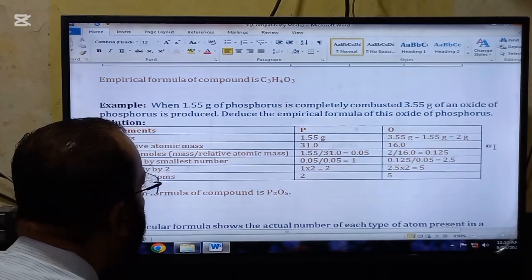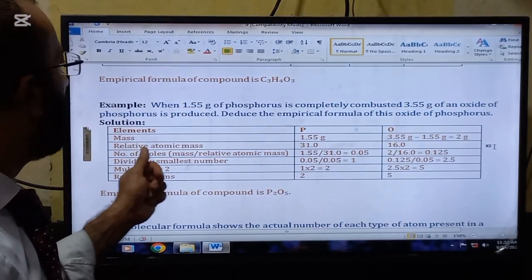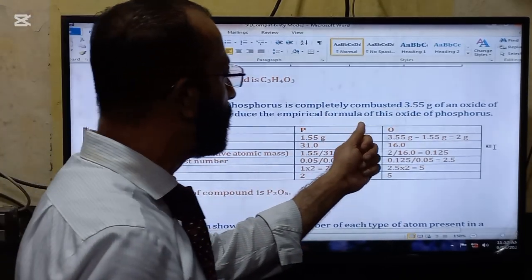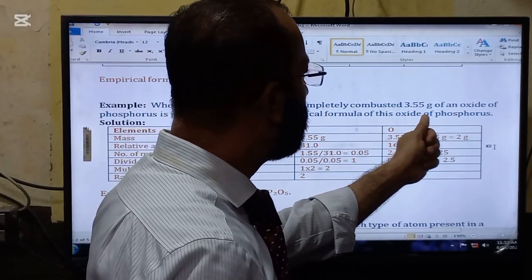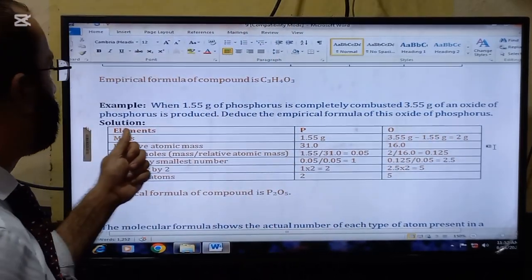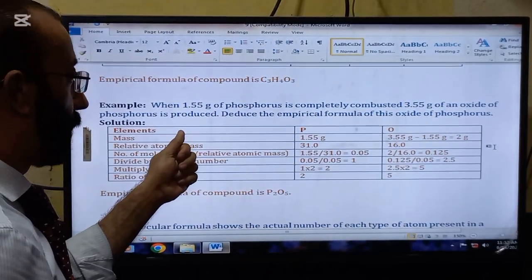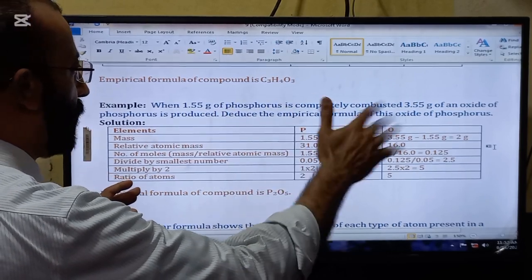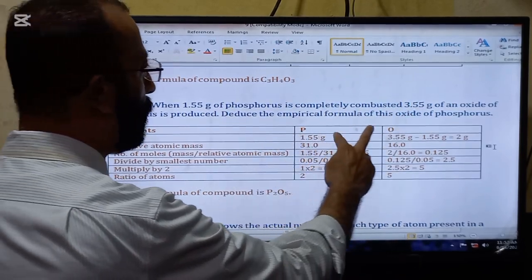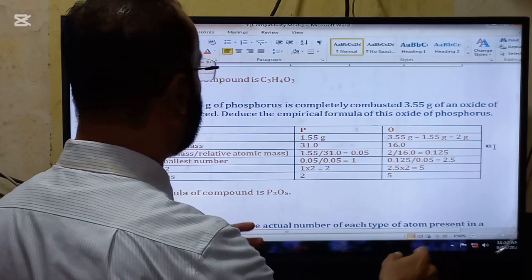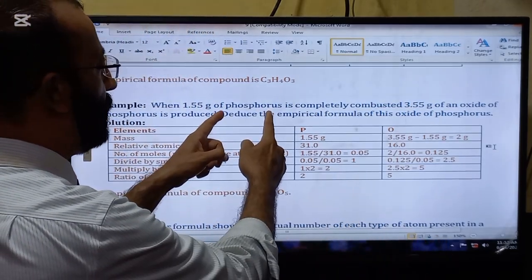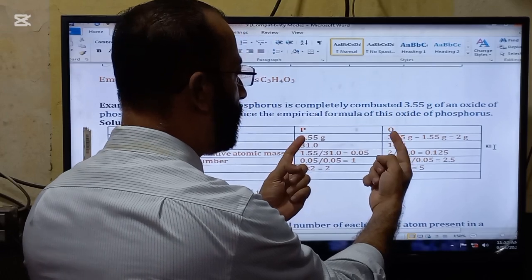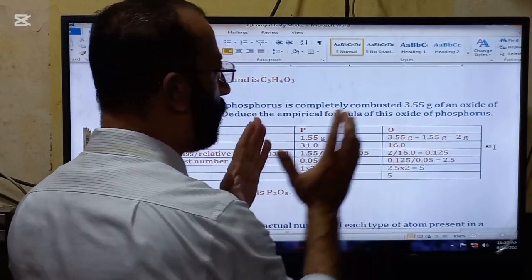And the other question is here: when 1.55 grams of phosphorus is completely combusted, 3.55 grams of an oxide of phosphorus is produced. Okay, this is the compound and this was the element which was going to be burnt. Deduce the empirical formula of this oxide of phosphorus. It means phosphorus will be burnt in the presence of oxygen. So there are two elements, phosphorus and oxygen.